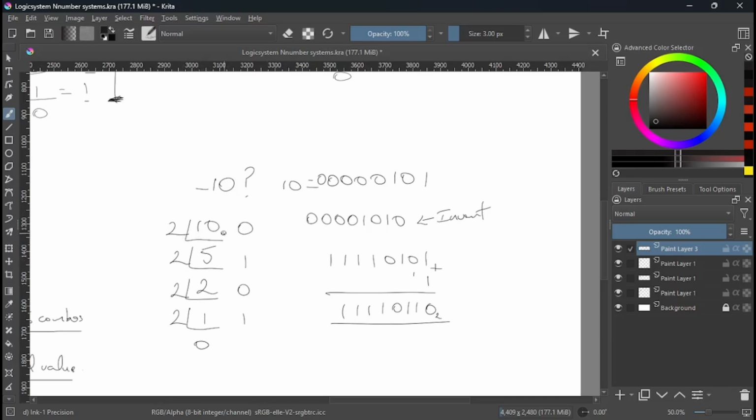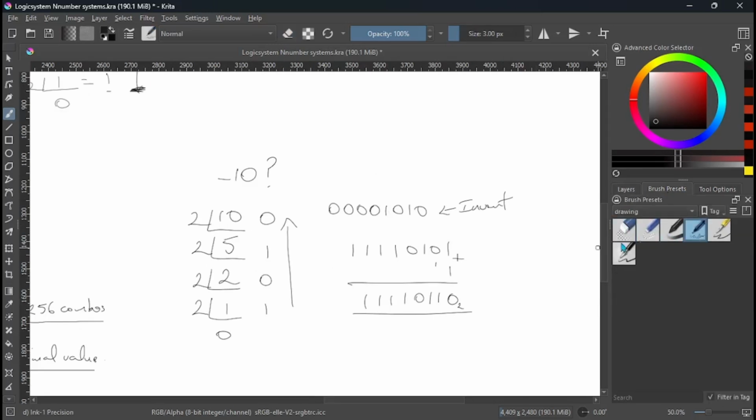So 2 into 10, 5, remainder 0. 2 into 5, 2, remainder 1. 2 into 2, 1, remainder 0. And 2 into 1, 0, remainder 1. Okay, and we write it from the bottom up, and we'll get 1 0 1 0. So 10. Okay, so we know it's supposed to have 8 digits, right? Because we're dealing with 8 bits.